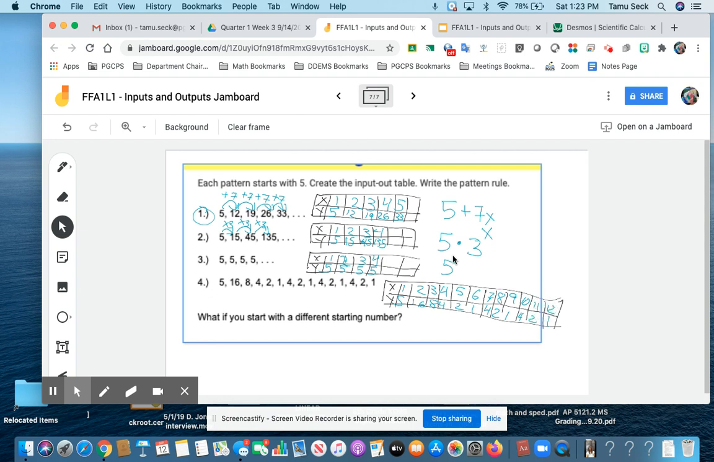I'm not sure there is a pattern, because how do you go from 5 to 16? Now I know how you go from 16 to 8. You divide by 2. And 8 to 4, you divide by 2. And so on. You divide by 2. But then here you multiply by 4. And then you divide by 2 again. So there is no set pattern for question number 4.